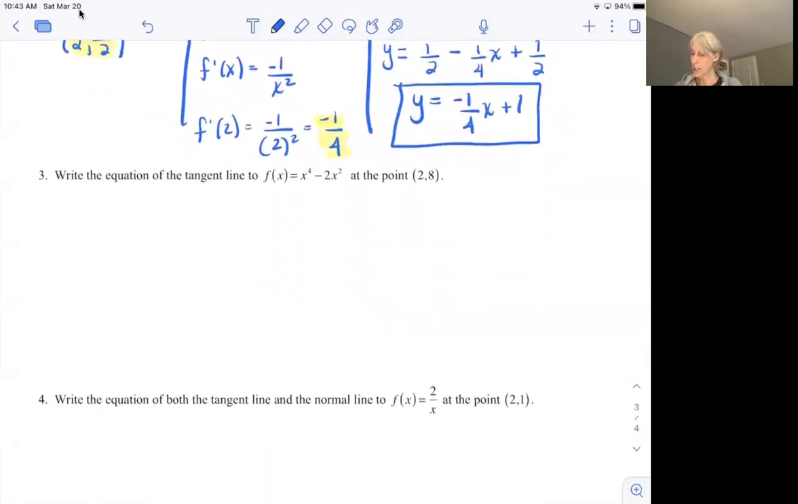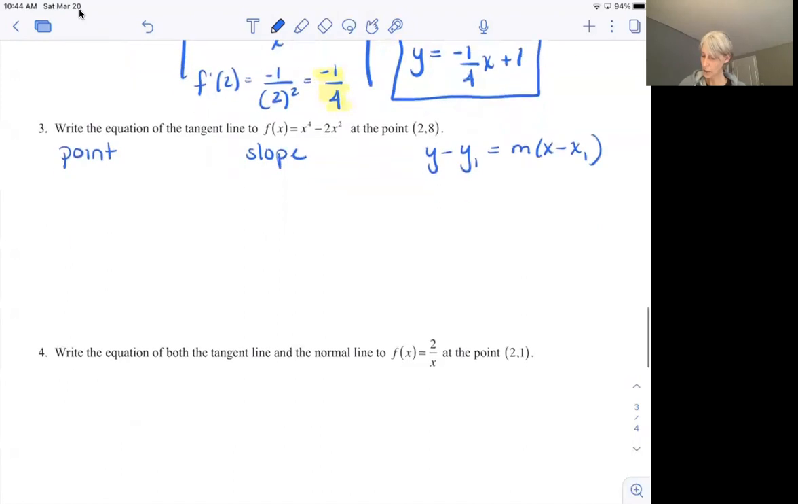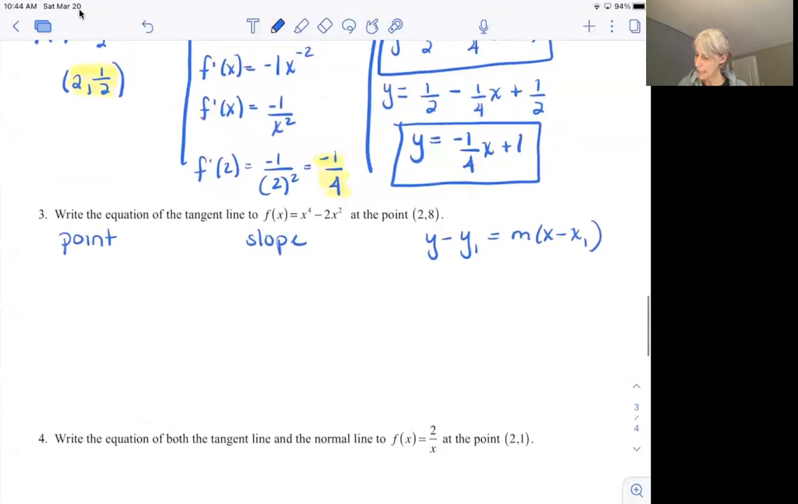Write the equation of the tangent line to f(x) = x^4 - 2x^2 at the point (2, 8). Point, slope. I'm just going to work through these because now we should have it down pat. You can pause the video if you'd like and try it and then just look for the answer. Because it's just 2 more examples we're going to do, I'm just going to do the work for them, and you could just follow along and check your answers. So my point is (2, 8).